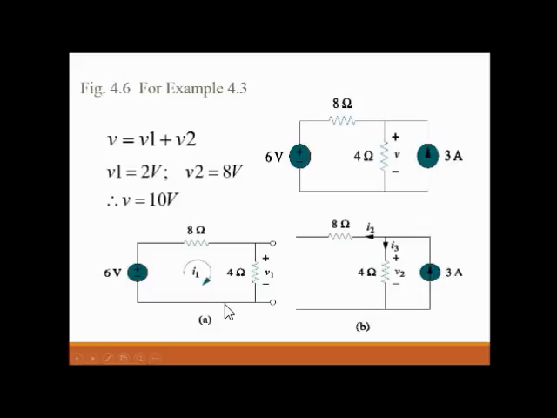Now for each of them we get the values, like for this case we get V equals V1 plus V2, and hence V1 is equal to 2 volt and V2 equals 8 volt. So the net V is equal to 10 volt.